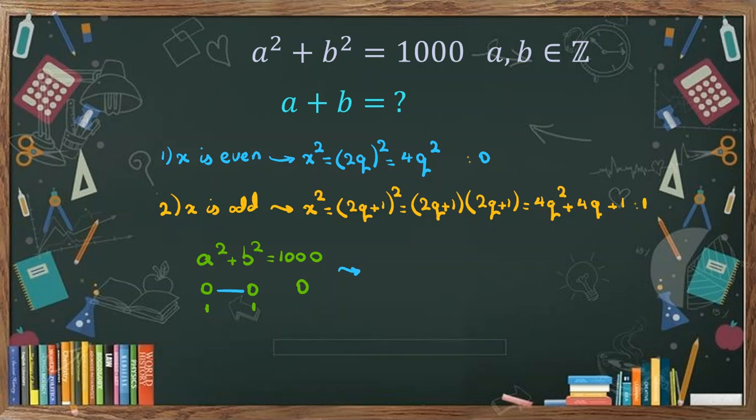Now we conclude what? A and B are even, because otherwise the remainder of them when divided by 4 would be 1. So all these things, the remainder when divided by 4, we are working on the remainders.